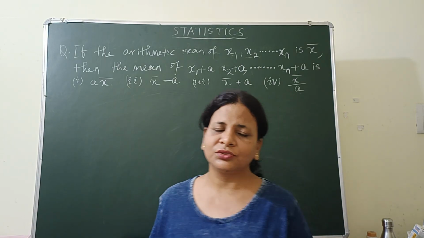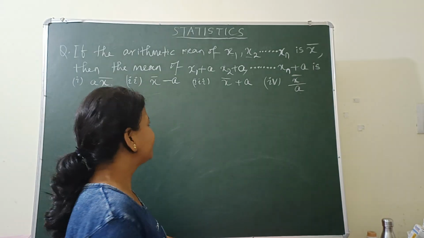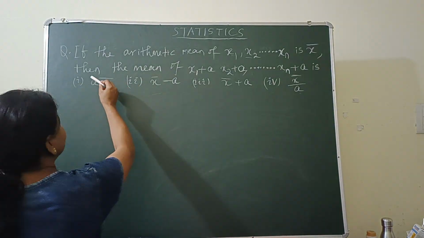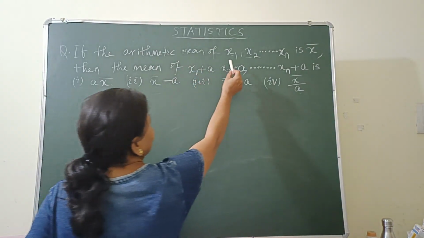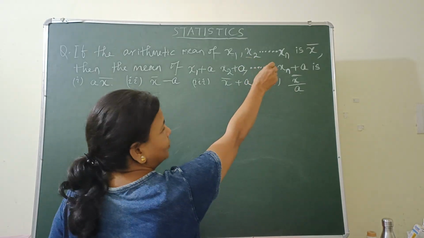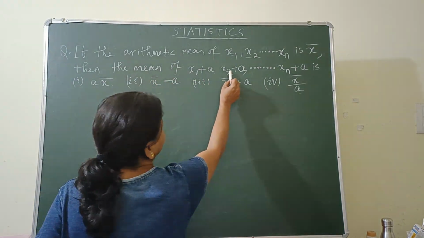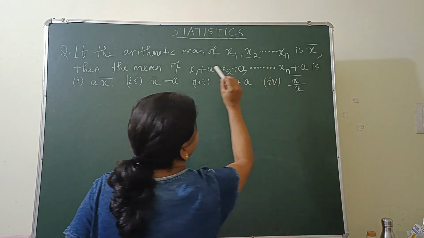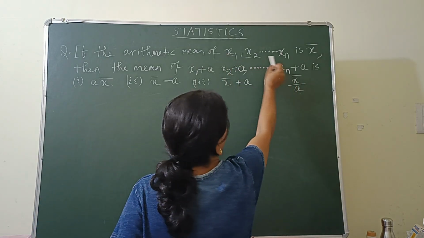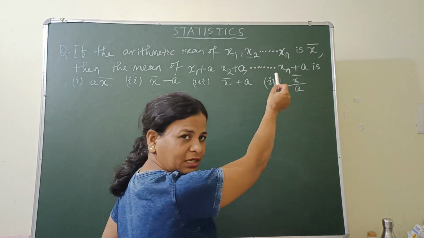So let's solve one problem that's based on statistics. Here it's given that the arithmetic mean of x1, x2 up to xn is x bar. This is the given information. But it's asking you to find out the mean of x1 plus a, x2 plus a up to xn plus a. It is very clear that here also there are how many terms? x1, x2 up to xn. That means n terms are there.